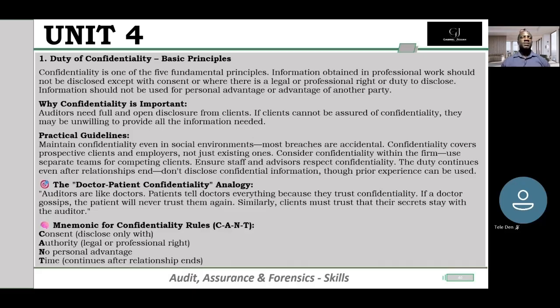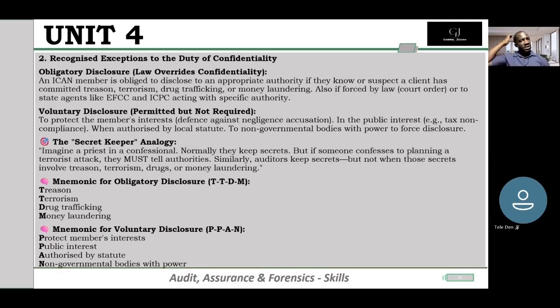Here is a mnemonic for confidentiality rules: CANT will help us remember. C-A-N-T. Consent speaks to the fact that accountants or auditors should disclose only if they are legally compelled to do so. Authority speaks to the legal and professional right to disclose information, while information should not be used for personal advantage. And time: the confidentiality continues after the relationship ends. Very important. We'll recognize exceptions to the duty of confidentiality in this next conversation.